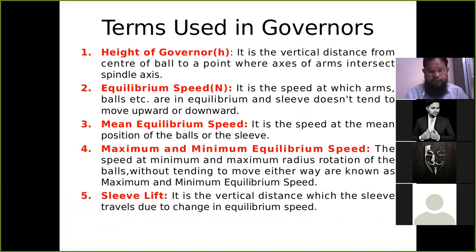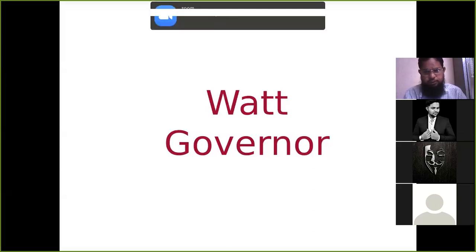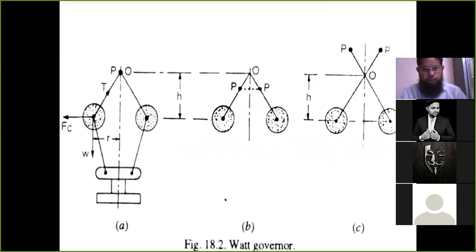Okay, we move to the next slide. Let us see, just for introduction, I am showing you the word governor. It is not there in our syllabus. Okay, let us understand what is the radius of rotation, what is the height of the governor.